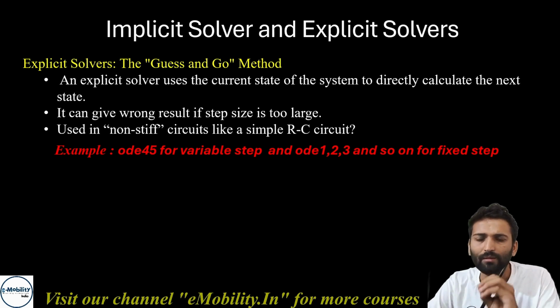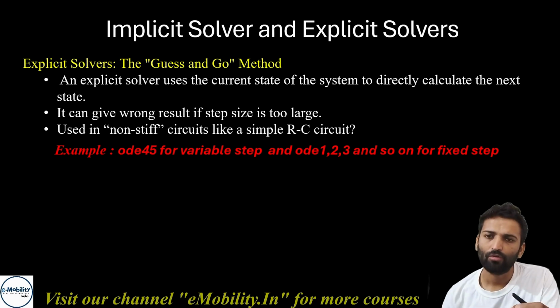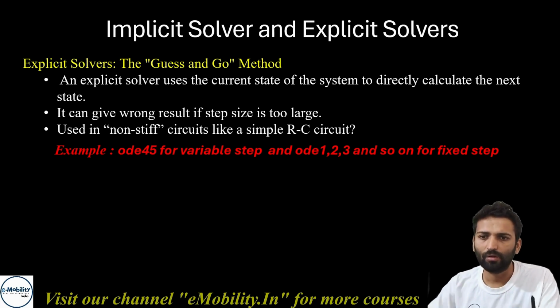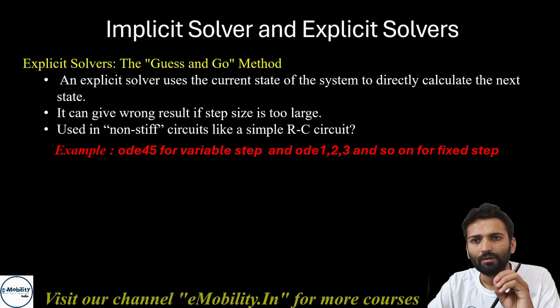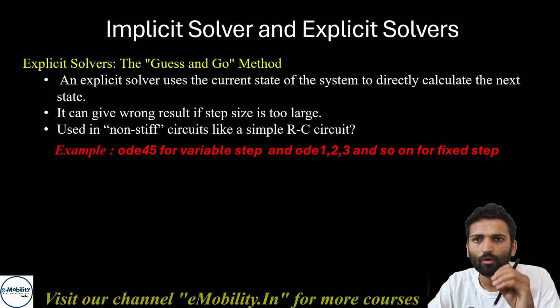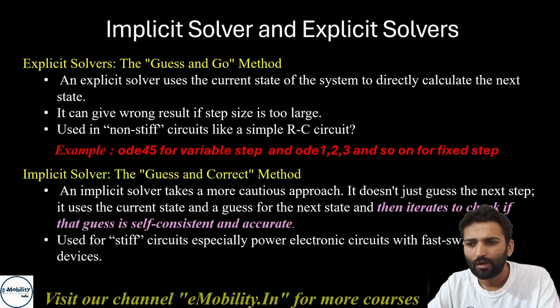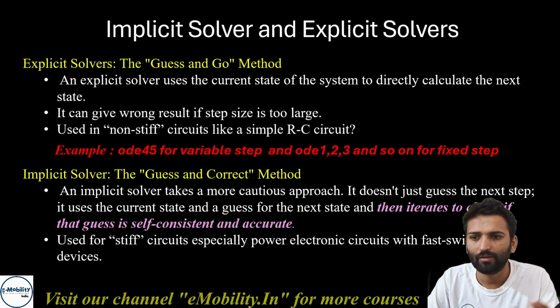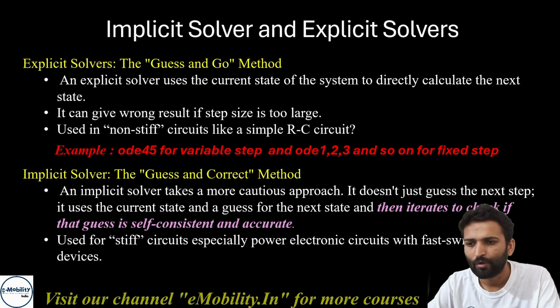This explicit solver can save you time because it is a fast acting solver, but it can give you low accuracy. So this kind of solver, the explicit solver, we use in low stiff or non stiff circuits. Now comes the implicit solver, which is mostly used in power electronics and especially the complicated DC-DC or DC-AC converters or even drives.